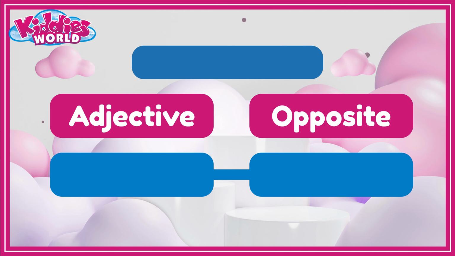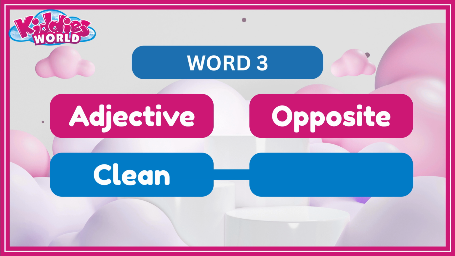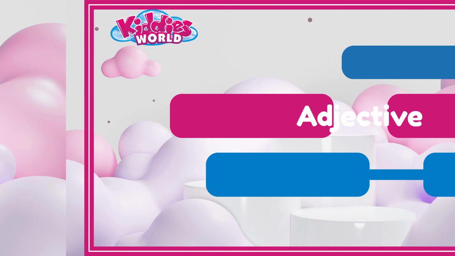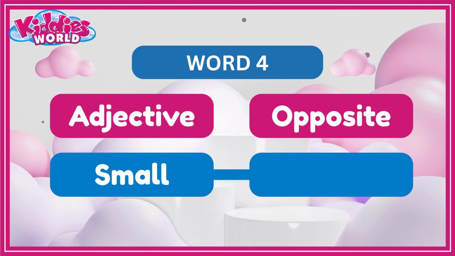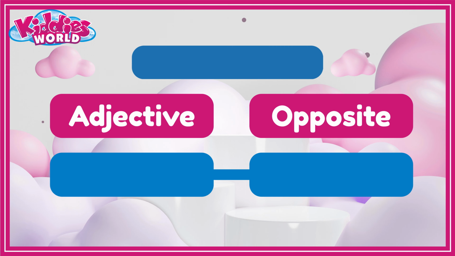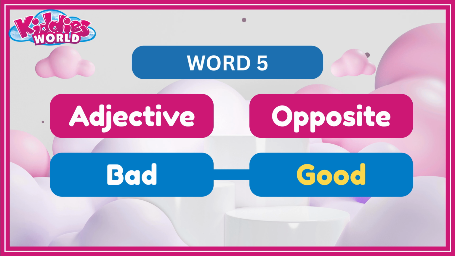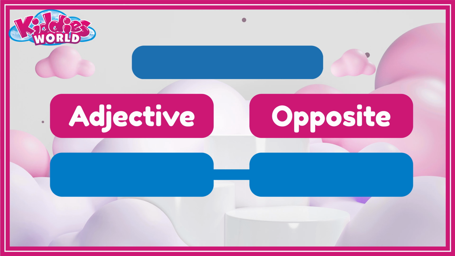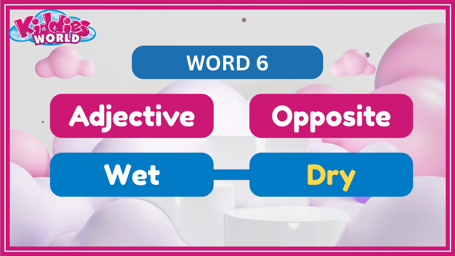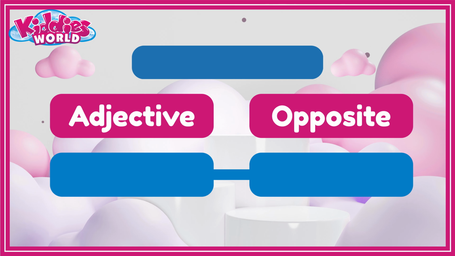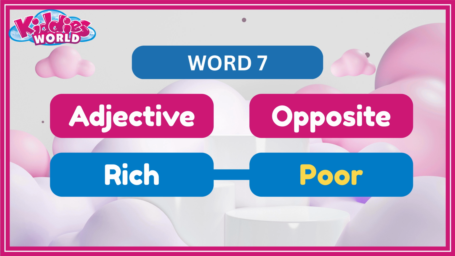Let's try more. Word 3. Clean. If something is clean, the opposite is dirty. Word 4. Small. Opposite of small is large. Word 5. Bad. Opposite of bad is good. Word 6. Wet. Opposite of wet is dry. Word 7. Rich. Opposite of rich is poor.